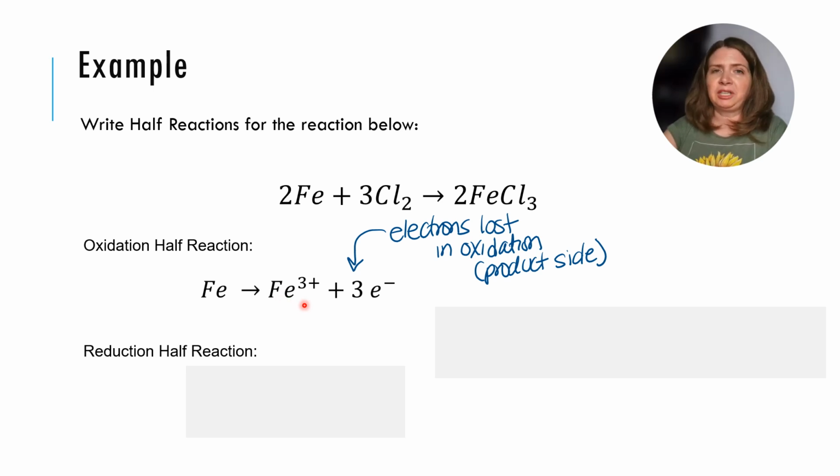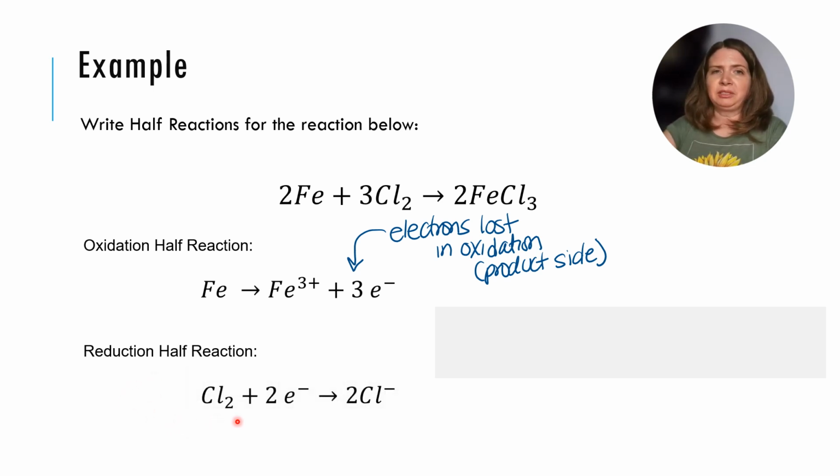We can double check this by making sure the sum of the charges is equal on both sides of the half reaction. Fe0 on the left has no charge. On the right, we have Fe3+ and 3 electrons, 3 negatives, which sum together to 0, confirming our equation is balanced. Now let's look at the reduction half reaction for chlorine.